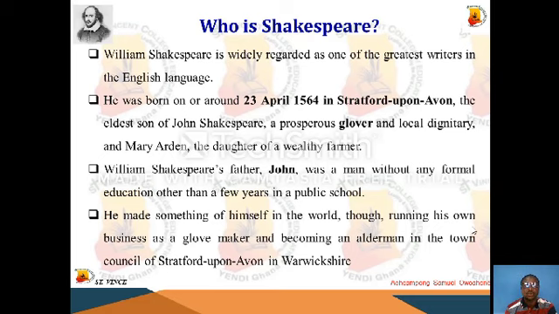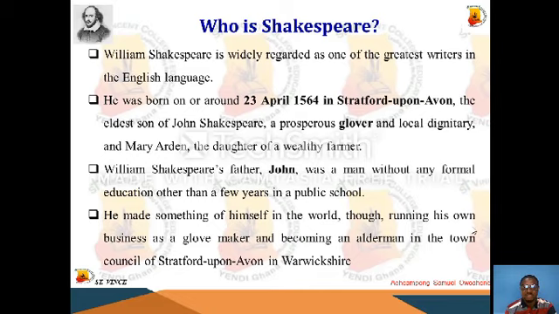Shakespeare's mother was called Mary Arden, the daughter of a wealthy farmer. So you can see from his background, he came from a very humble beginning. Shakespeare's father John was a man without any formal education other than a few years in a public school. So basically you get the kind of background Shakespeare was born into, but of course it never pulled him down. His father made something of himself in the world by running his own business as a glove maker and becoming an alderman in the town, an opinion leader in Stratford upon Avon in Warwickshire. That is where they lived.